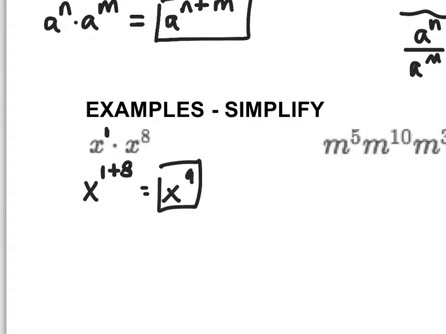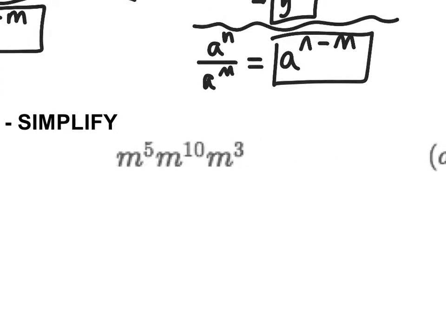Pretty simple. Over here, I've got m to the 5th times m to the 10th times m cubed. So instead of writing all those out, I'm just going to do m to the 5 plus 10 plus 3 power, and that's going to give me m to the 18th power.